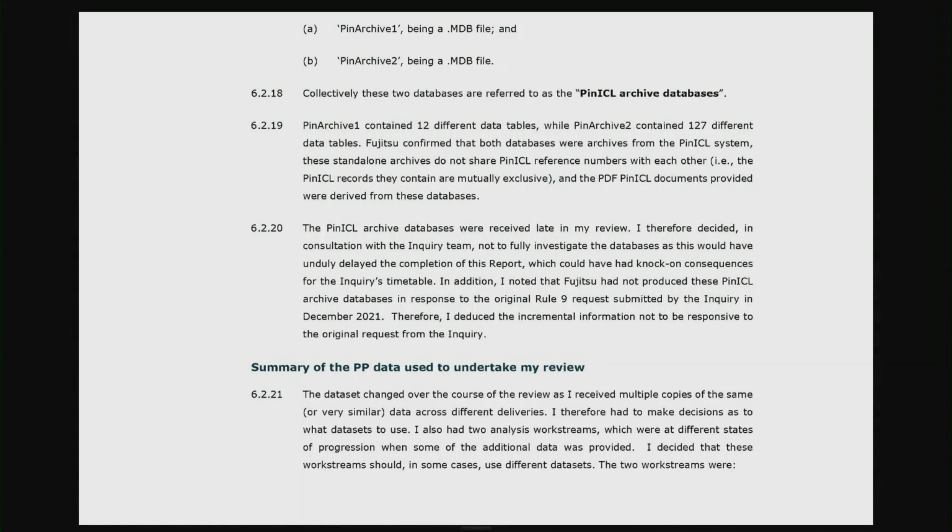You also had two analysis work streams which were at different states of progression when some of the additional data was provided, and you decided that these work streams should in some cases use different data sets. And you described the two work streams as analytics and document review. Can you explain what you mean by those, please? Certainly. So the analytics review was using some of the data elements that we've called out when looking at the example peaks and pinnacles.